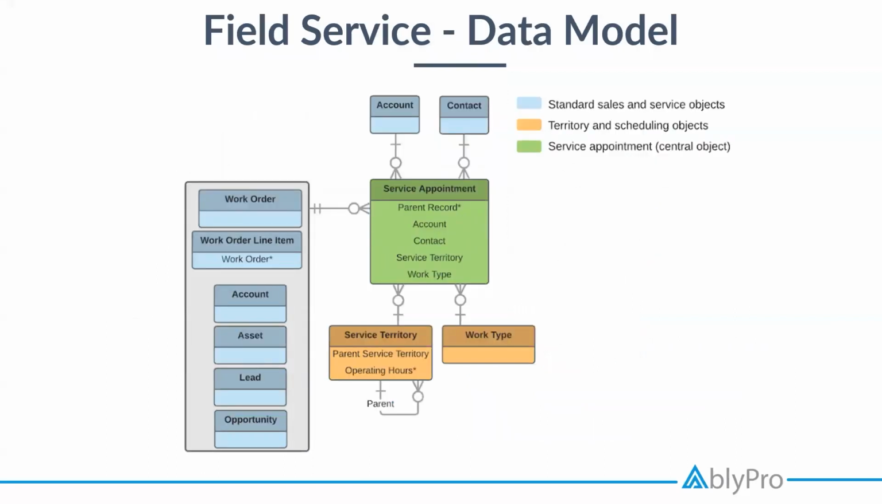Let's talk a little bit about the field service data model. The central thing that we have here is the service appointment, and this is just a few of the objects that we have here. The central item that we're looking at is the service appointment, and then that's connected to your standard Salesforce objects like work order line item, accounts, leads, and things of that nature. You've got your defined service territories, as well as your work types. So this is just an overview of some of the objects.